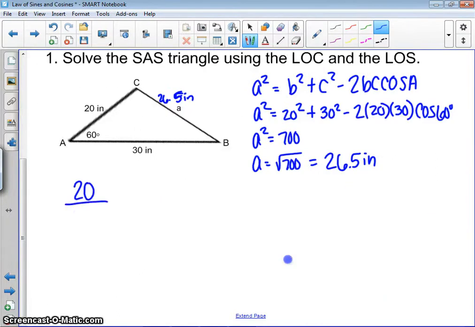This is going to be 20 over, I know I'm trying to find angle B, so that's just going to be sine of B. Equals, now I've got a pair. And in my problem, I'm going to write 26.5 over the sine of 60. But in my calculator, if I round this value, it's going to throw this angle off a little bit.